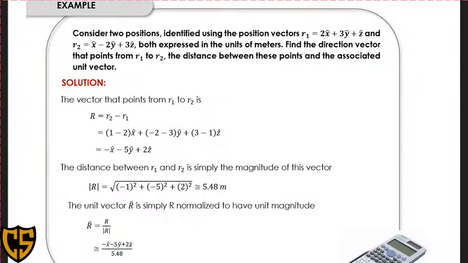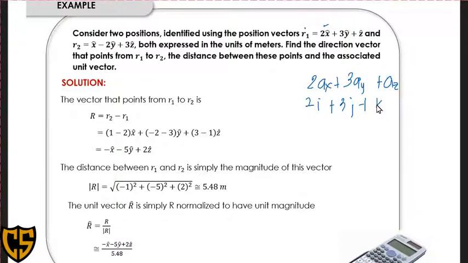So we have considered two positions identified using position vectors. Given the first vector, we have R1 equals 2x plus 3y plus z. Take note that in other books this can be written as 2ax plus 3ay plus az, or as 2i plus 3j plus k.